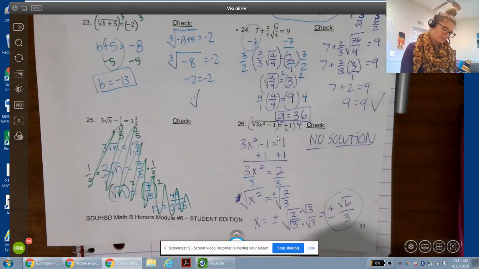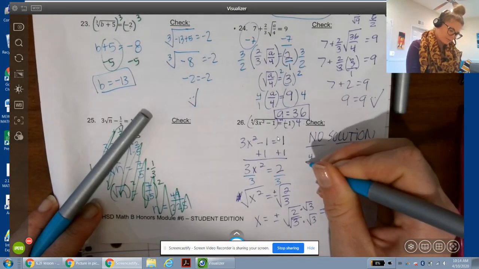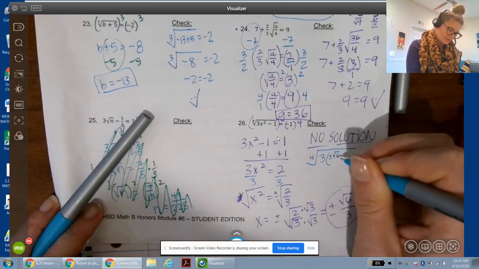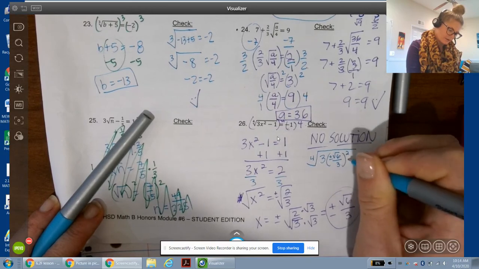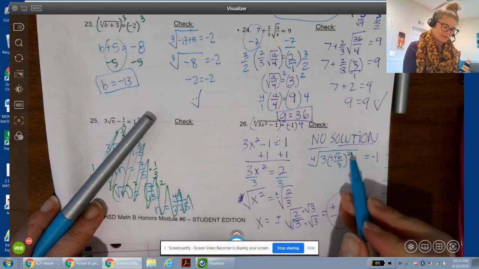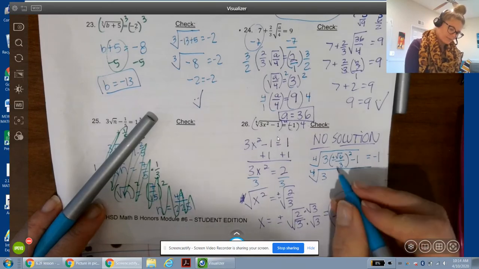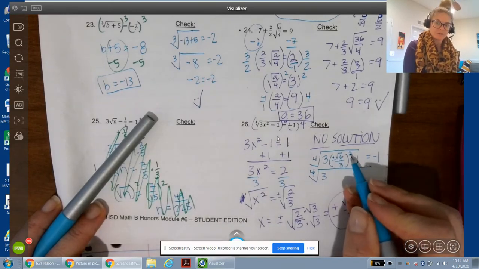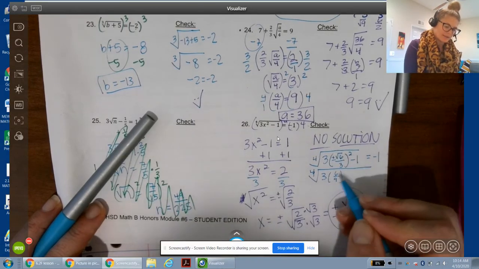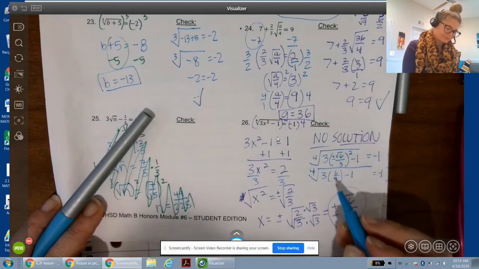So if you went to check this, you should end up with a false statement. Fourth root of 3 times plus or minus square root of 6 over 3, being squared, all minus 1 equals negative 1. Well, luckily we're squaring this, so this ends up being fourth root of 3 times, we don't have to worry about the negative anymore since we're squaring, it's going to become positive, 6/9, square root of 6 squared is 6, 3 squared is 9, minus 1 should all equal negative 1.